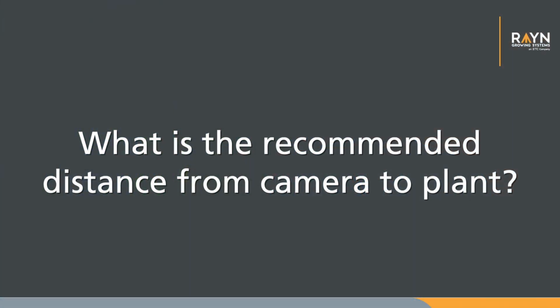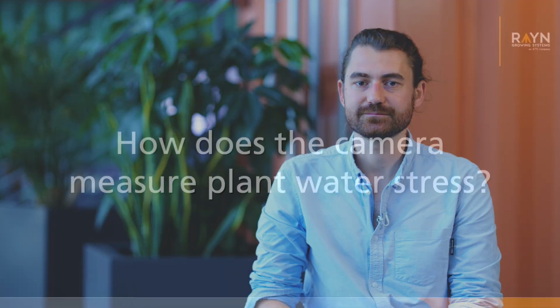The full distance from the plant surface to the camera is from 30 centimeters up to 1 meter 50. We recommend as the best distances 60 centimeters to 1 meter. We have presets for 30 centimeters, 40 centimeters, 60 centimeters, 80 centimeters, 1 meter, and 1 meter 50. So if you use these presets, you don't have to do the calibration on your own. You can just simply use the camera.